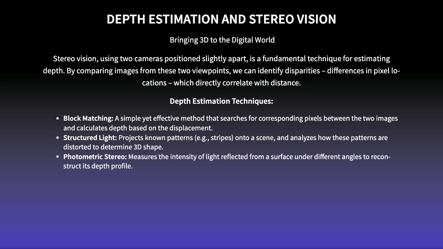We use techniques like block matching, which is pretty straightforward, basically looking for pixels that line up in both pictures and using that to figure out how far away things are. Then there's structured light, where we shine patterns onto objects and measure how those patterns change, and photometric stereo, which uses light reflection to map the 3D shape.